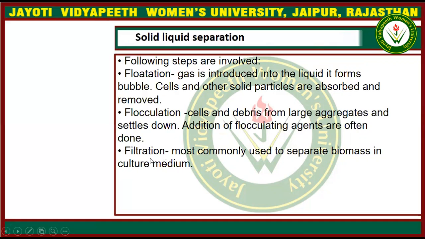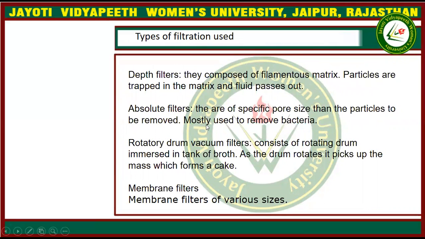And the next step is filtration. It is a solid liquid separation method in which we filter the product through some membrane, through some filters. There are various types of filters which we can use: the first is the depth filter, absolute filter, rotary drum vacuum filter, and membrane filters. The depth filters are composed of a filamentous matrix, and particles are trapped in the matrix and the fluid passes out.